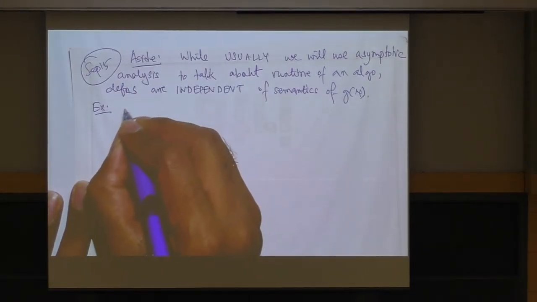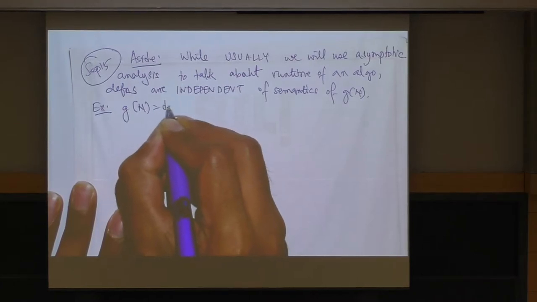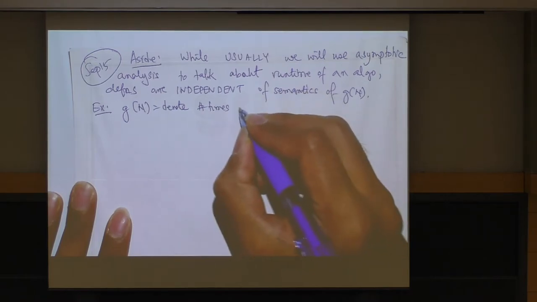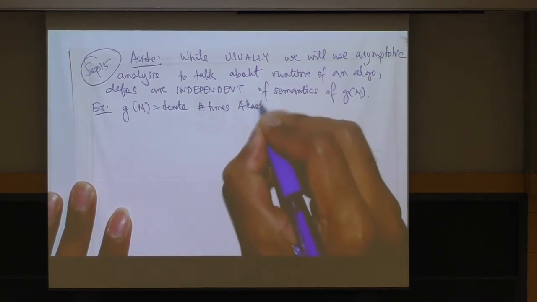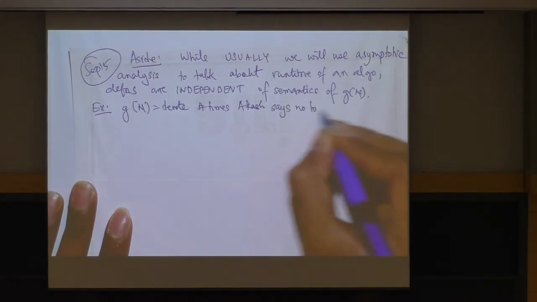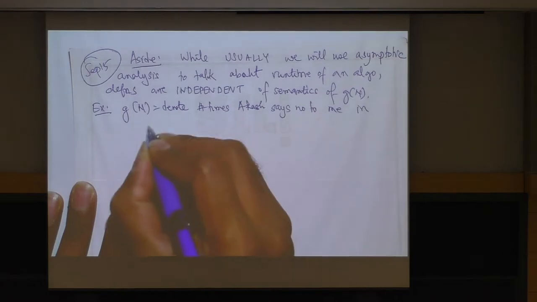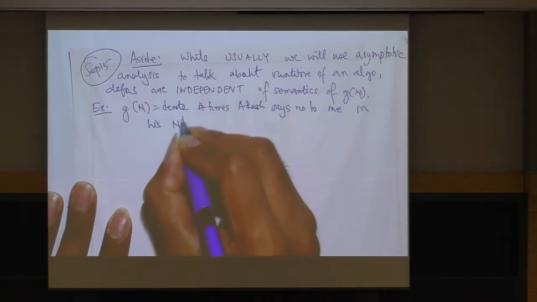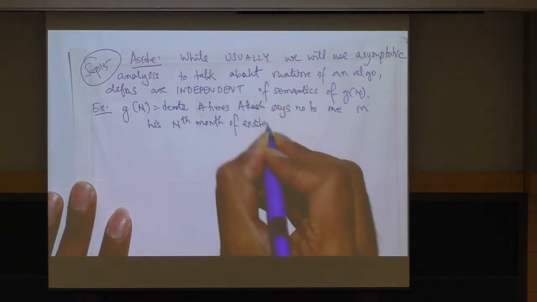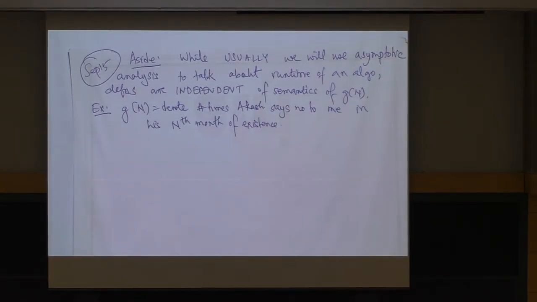So for example, I might as well just use g of n to denote the number of times my son Akash says no to me on his nth day of existence, to me in his, let's say, nth month. If you're curious, it's an exponentially growing function, but the point is, it's not the runtime of any algorithm. It's just some function.